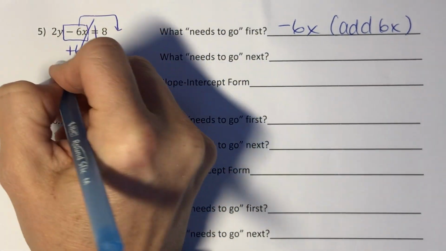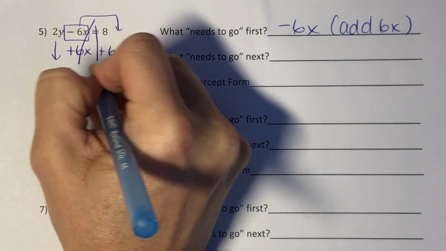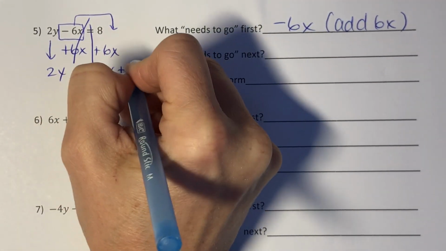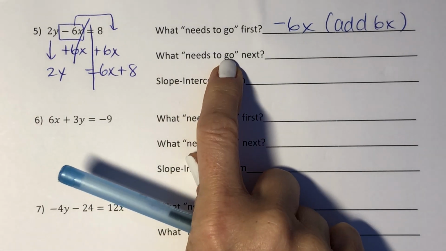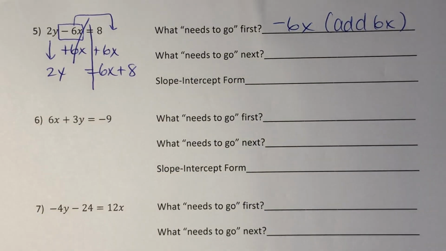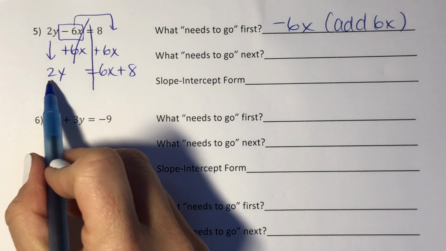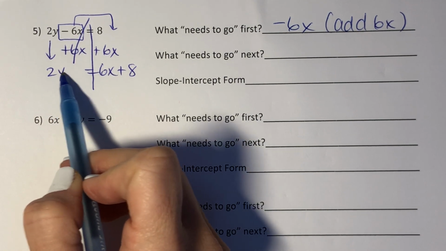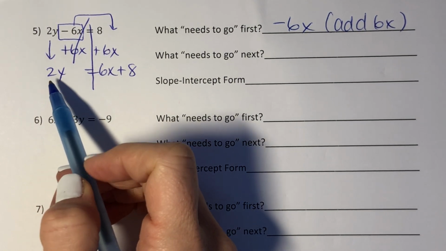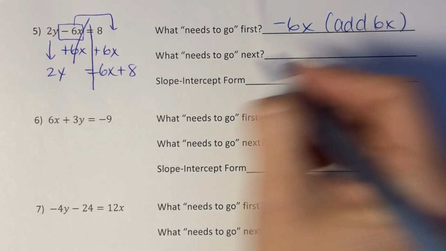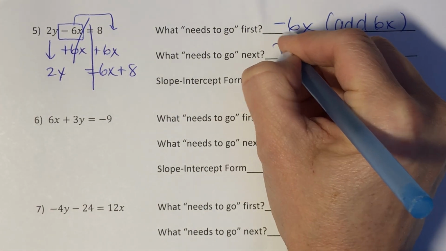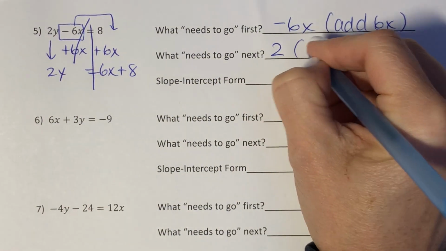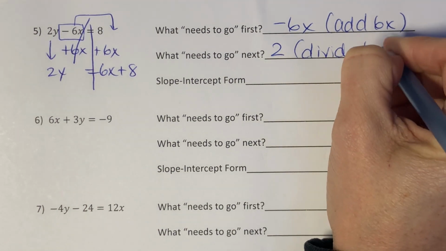Okay, after that cancels, this is what's left. I have a 2y equals, and again, I can't combine these, so you're just going to write 6x plus 8. Now what needs to go? Is y by itself yet? No, there is a coefficient of 2 there. And it wasn't being added or subtracted to y, it's being multiplied by y. So if you remember from inverse operations, I'm not going to add or subtract anything. I'm going to divide because I need to get rid of that 2 coefficient, and the opposite of multiplication is division. So I want to divide by 2.